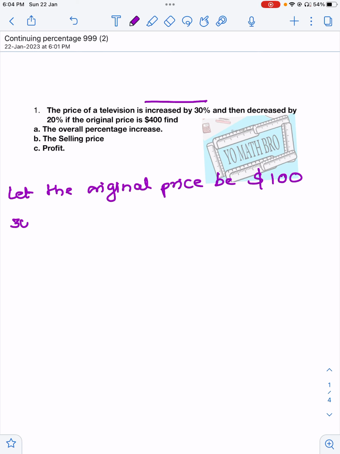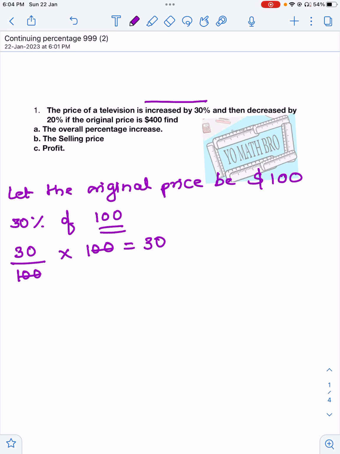So 30% of 100 is 30. To remove the percentage sign, we divide by 100. Of means multiplication. I get 30. So remember, 30% of 100 is always 30, 40% of 100 is always 40, 50% of 100 is always 50. The same rule applies. So next time, when it is out of 100, you can directly write the answer.